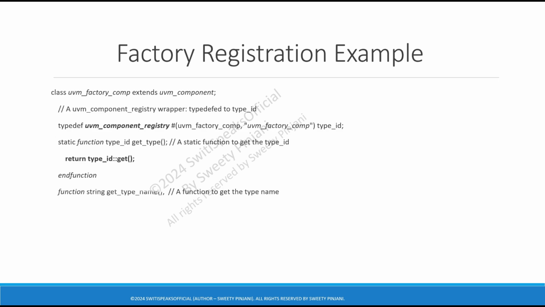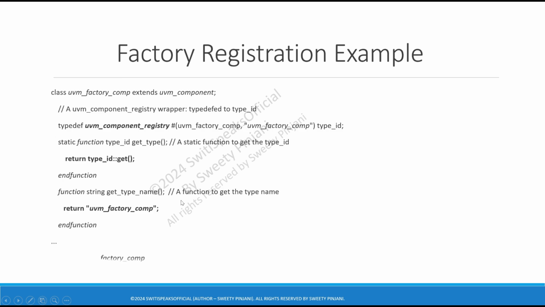Then the third requirement was you should have a function to get the type name. Type name will be of type string. The data type will be string and you are naming the function get_type_name. Here it is returning the name. Here if you see, the name I have given is uvm_factory_comp. I have given the ID and name the same, uvm_factory_comp. That is my name. That's why it is returning the string, uvm_factory_comp. That's it. These are the three prerequisites. You will have the UVM component registry wrapper, a function to get the type_id, and a function to get the type name.